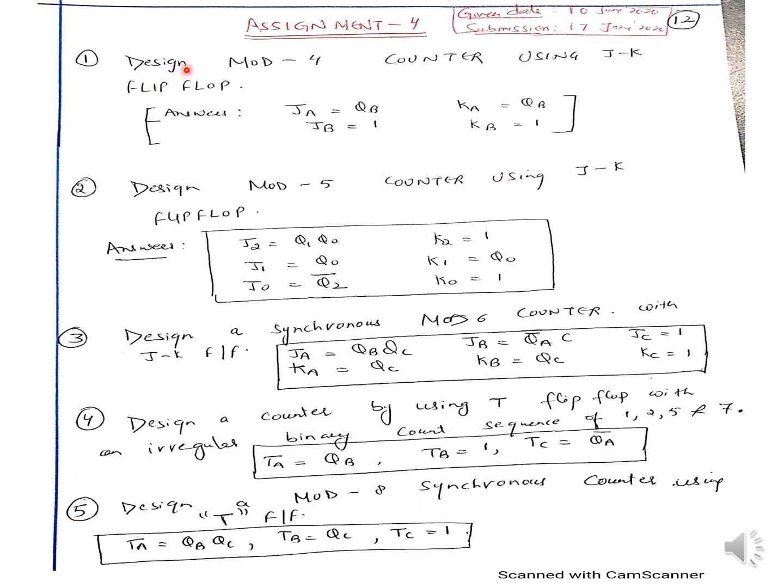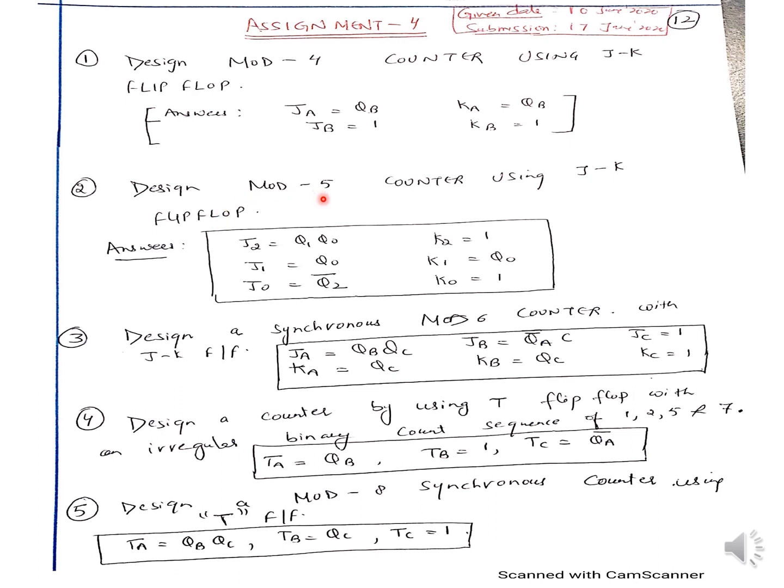Okay, the first question is design a mod 4 counter using JK flip-flop. So mod 4 means it will count 4 states. Okay, I have written the answers here, so that if you design it, there will be no confusion. You can verify your answer. I have used the notation JA, JB, KA, KB. You can use J2, J1 and K2, K1. Okay. So I have written the notations and the answers here. When you design the state diagram, you will do the excitation table, you will do the flip-flop and everything. Okay.